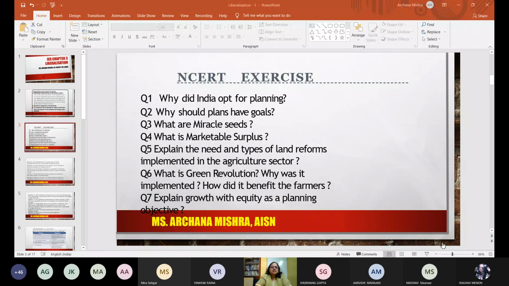All right, children. So what is marketable surplus? We have done this in the last class. Quickly. Yes. Portion of the agricultural produce that is to be sold in the market by the farmers. Very good. Who's this, Peter? Who's this? Maharishi.